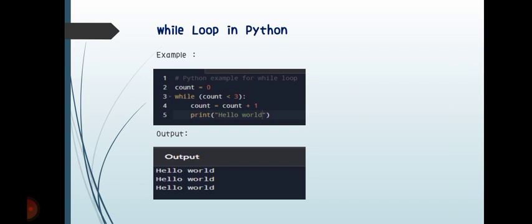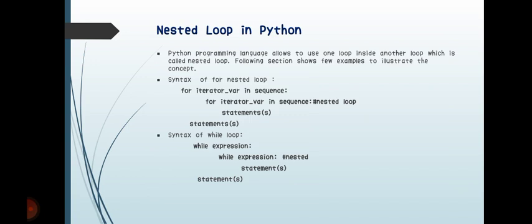So the output of that code will be as shown. It will print hello world 3 times: hello world, hello world, hello world. So next, the nested loop in Python.